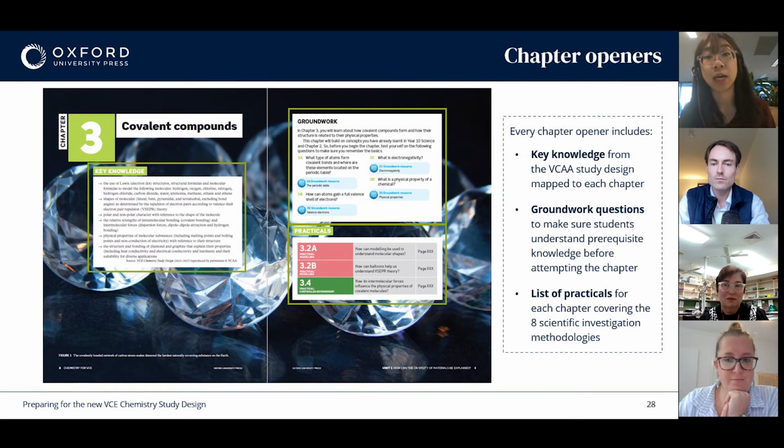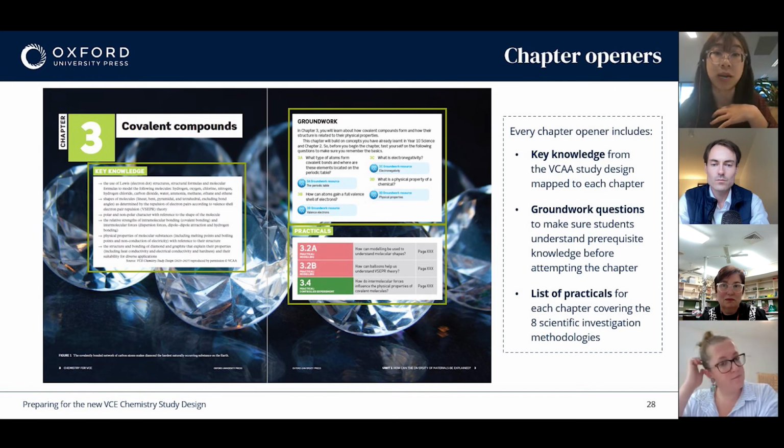These help to make sure students understand any prerequisite knowledge before they jump into the chapter. So if they find that they're unable to answer these questions, they can access digital worksheets via these icons to increase their confidence before they go in. You also find a list of practicals for each chapter. Across the whole book, we've made sure to cover all of the 8 scientific investigation methodologies, as James emphasized earlier, in order to help you complete the 10 compulsory hours of prac work per unit.